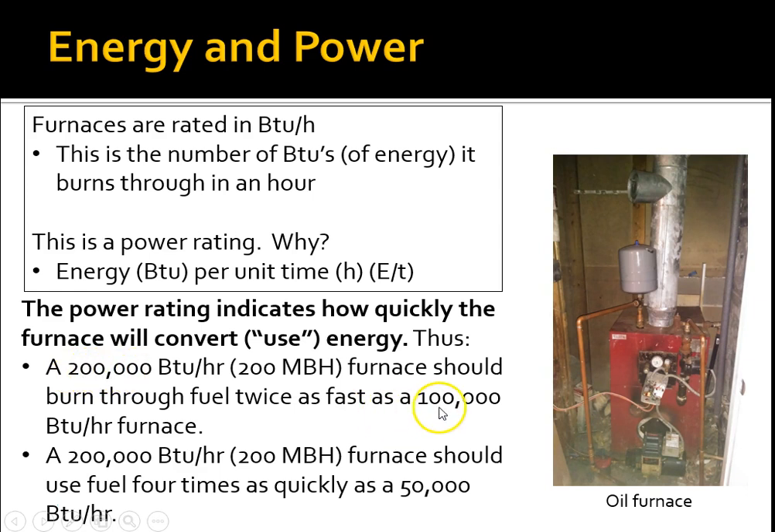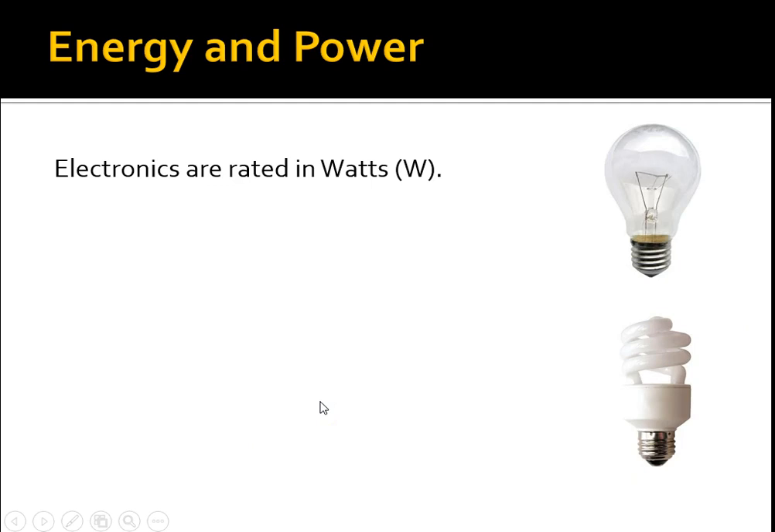So this furnace is twice as powerful, quote unquote powerful, as this furnace, which means it'll burn through about twice the oil in this case per hour as the smaller one. The output should be about twice as much as well. And same here, it should be about 4 times for the second example. It should be about 4 times the output, but it depends on the efficiency. Okay, so let's do another example.